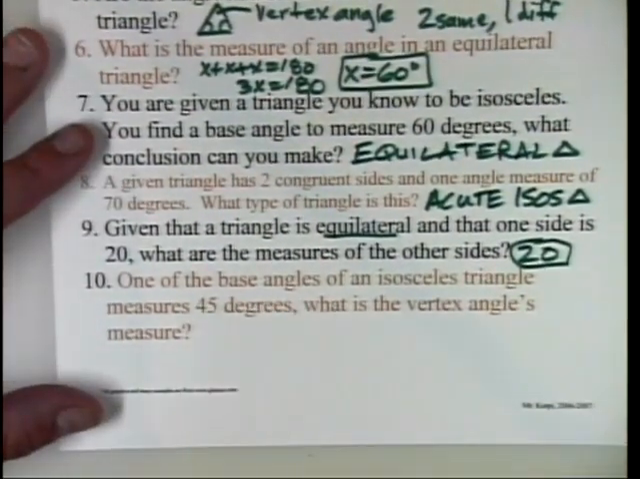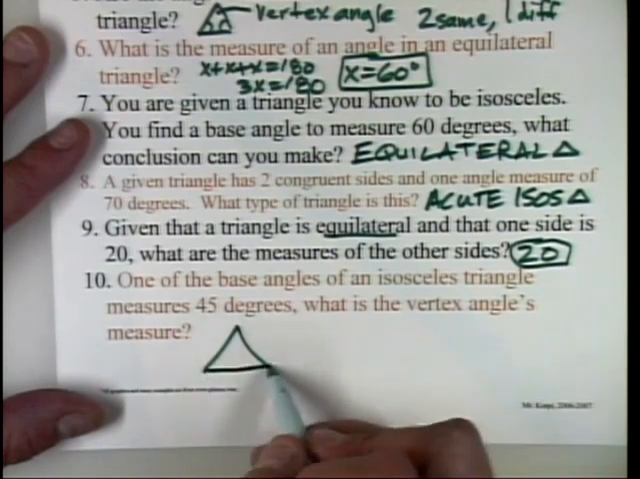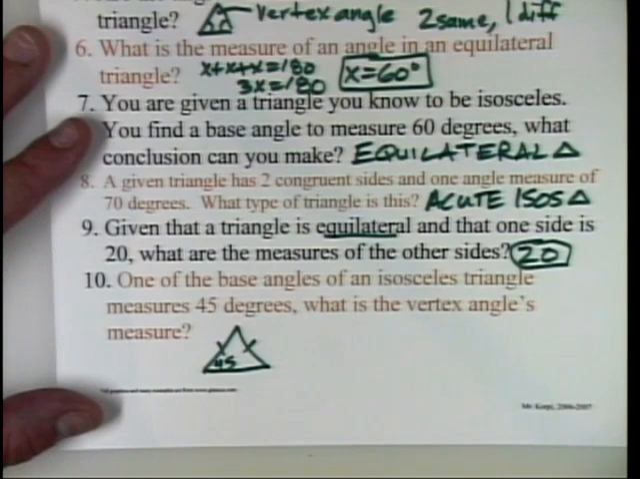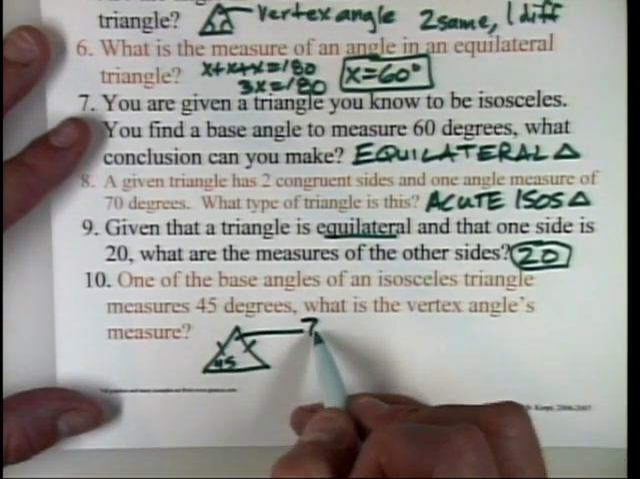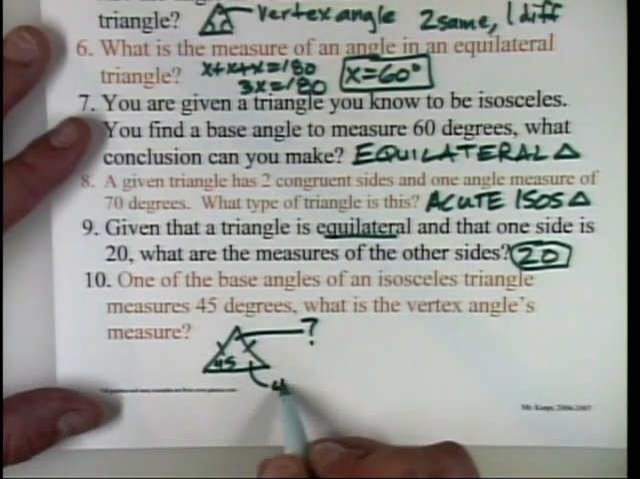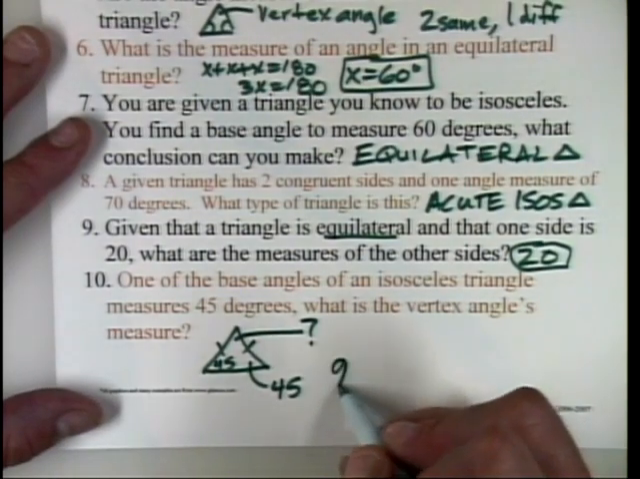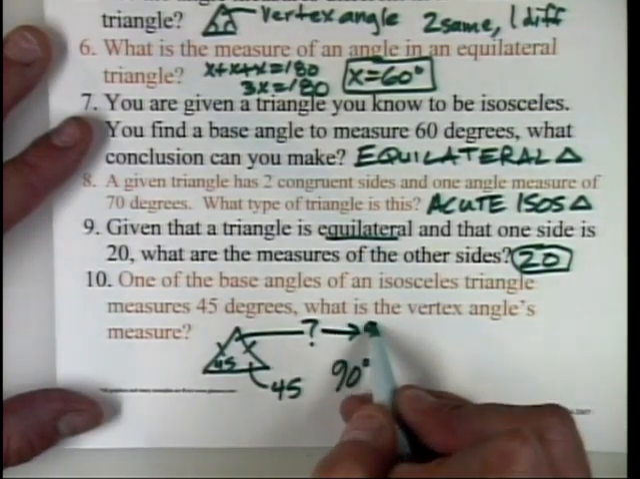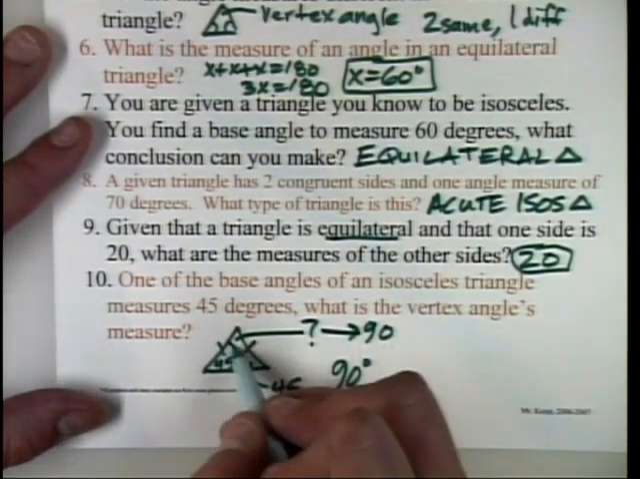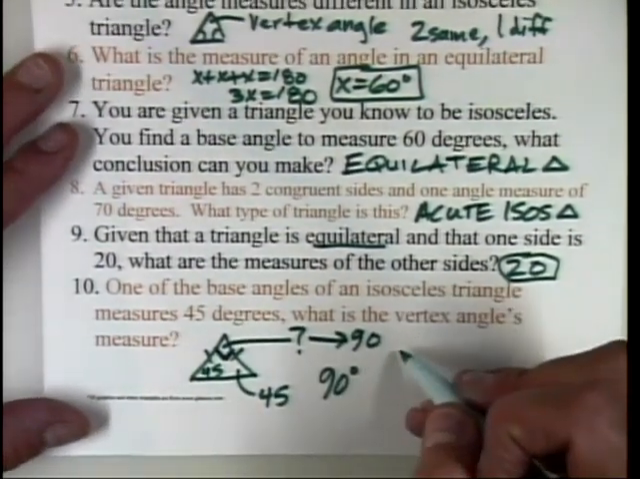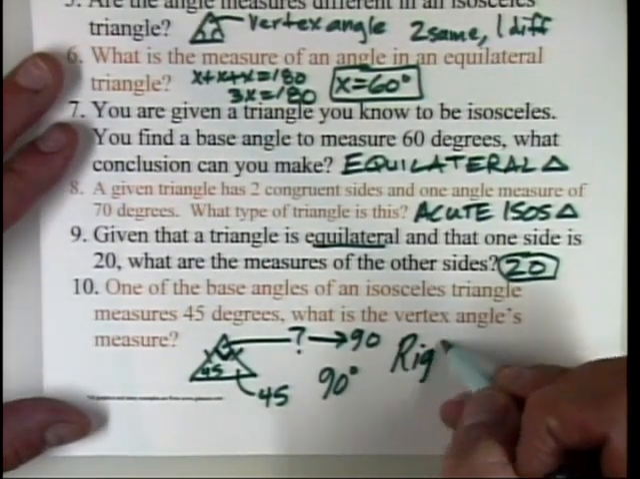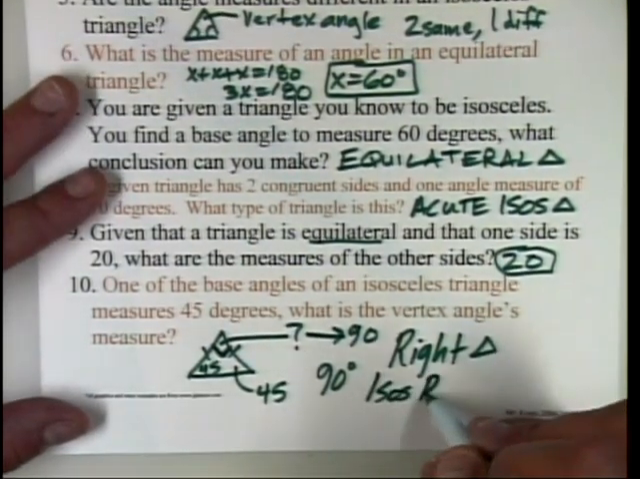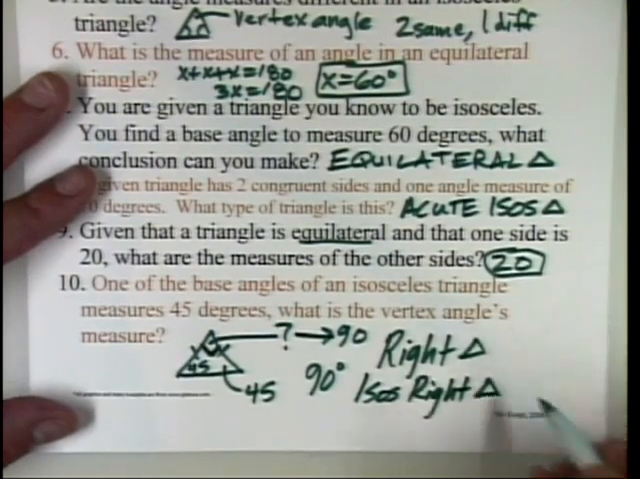One of the base angles of an isosceles triangle measures 45. Let's draw it. These are the two congruent sides. Here's the base. So if this is 45, then what does the vertex angle measure? Well, if this is 45, then we know that one's 45. 45 plus 45 equals 90 degrees, which leaves what left over to get to 180? 90 degrees itself, which makes this triangle, what type of triangle? A right triangle. And what type of right triangle? It's an isosceles right triangle. And that's a pretty cool triangle.